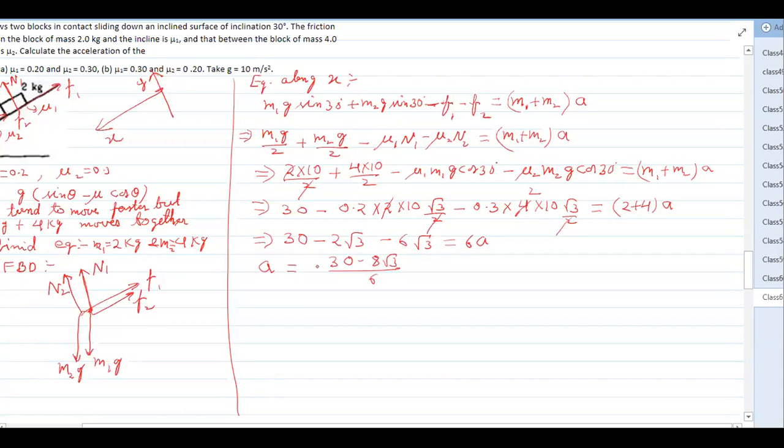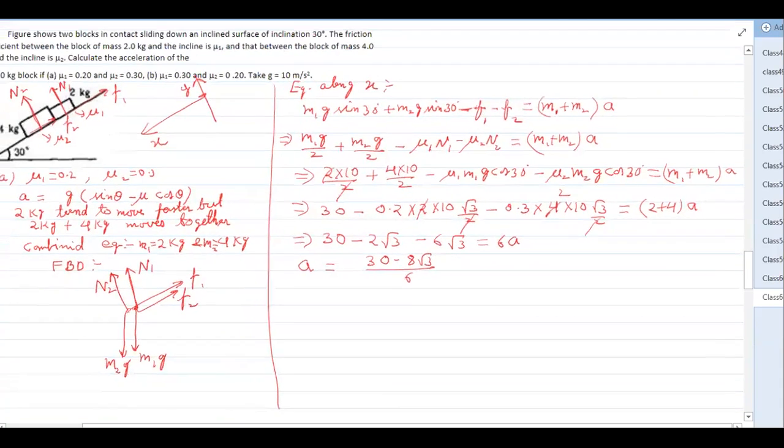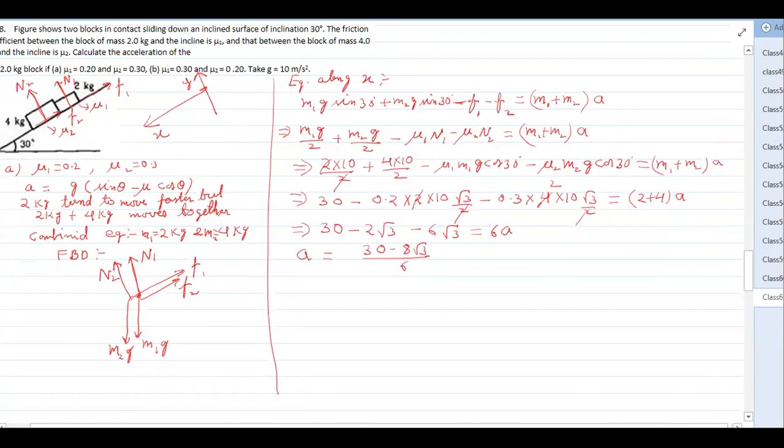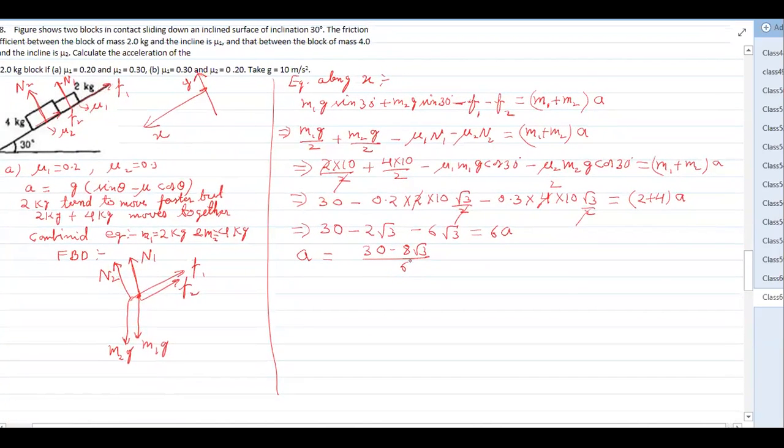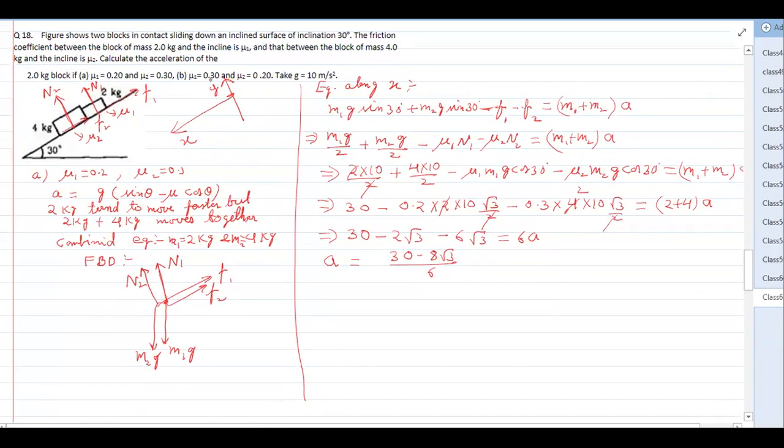Okay. So in this way, this is the acceleration. Now this is the acceleration for the first part. In the second part, whatever we get, we can solve it and find the value. In the second part, you can see that mu1 is more now. The first object is rougher now. The second object is smoother. The lower object is smoother. The first one is rougher. So what will happen? They will separate now. The lower object will slide faster and the upper object will remain slower.